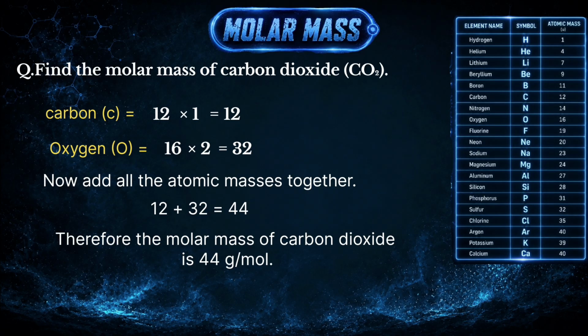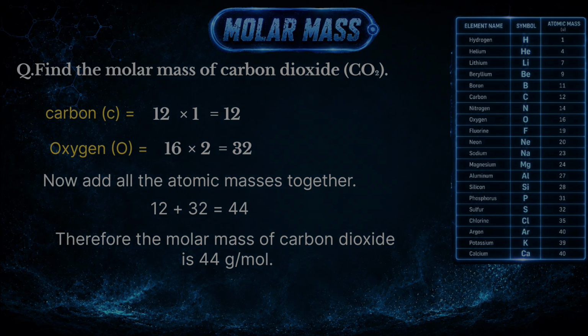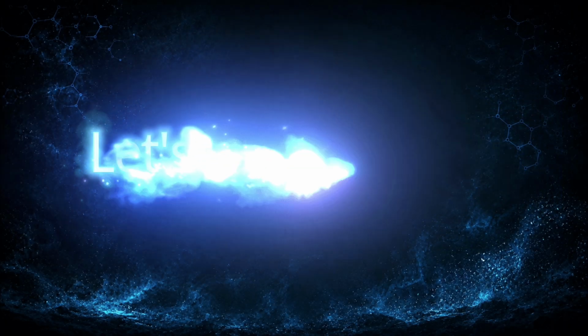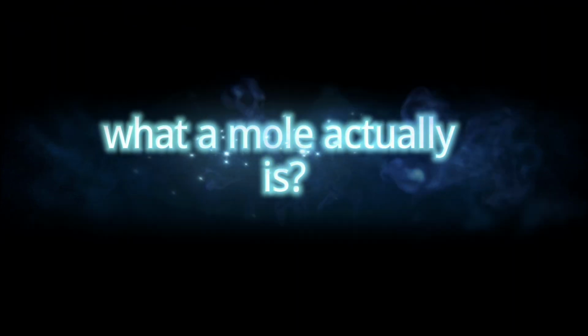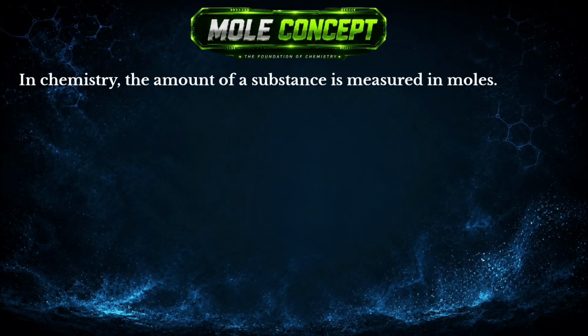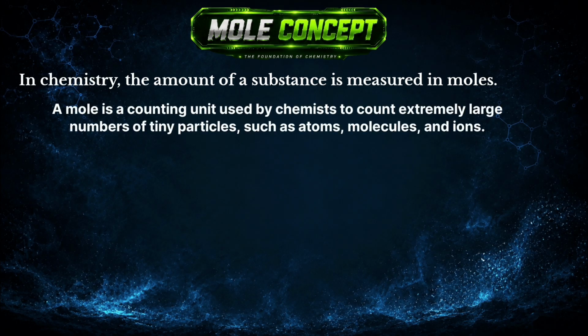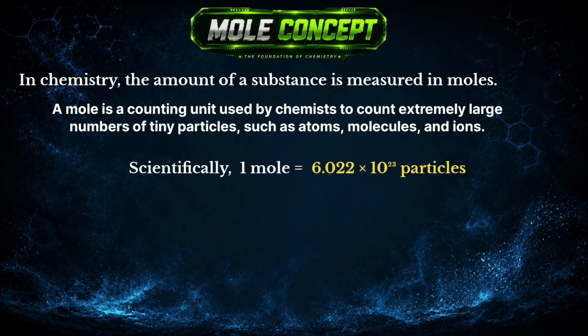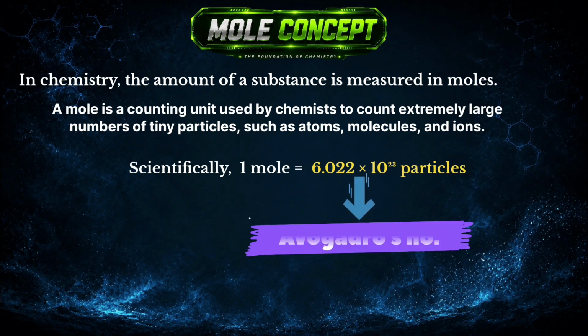Excellent. Now that you know how to calculate molar mass, you're ready to learn the most important idea in this chapter, the mole concept. Let's understand what a mole actually is. In chemistry, the amount of a substance is measured in moles. A mole is a counting unit used by chemists to count extremely large numbers of tiny particles such as atoms, molecules, and ions. Scientifically, 1 mole contains 6.022 times 10 to the 23rd power particles. This number is called Avogadro's constant, or Avogadro's number.